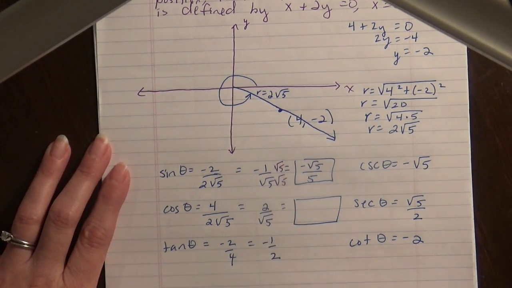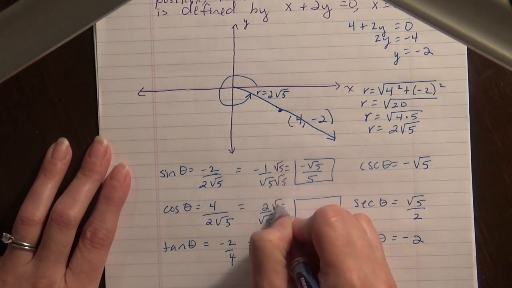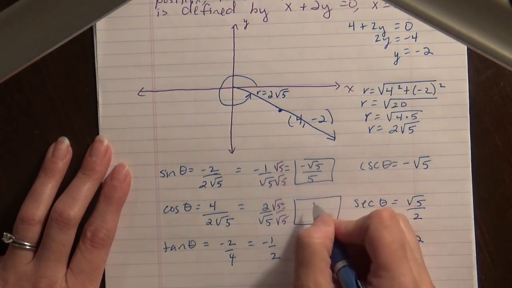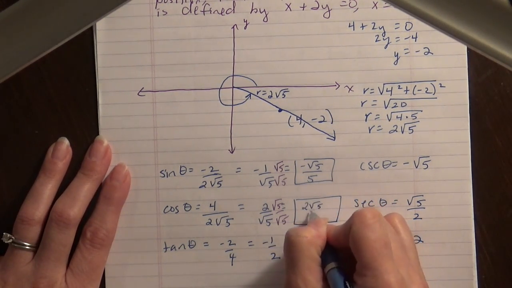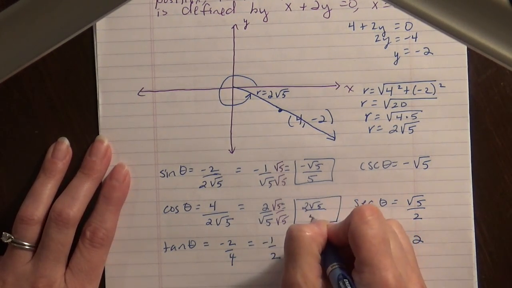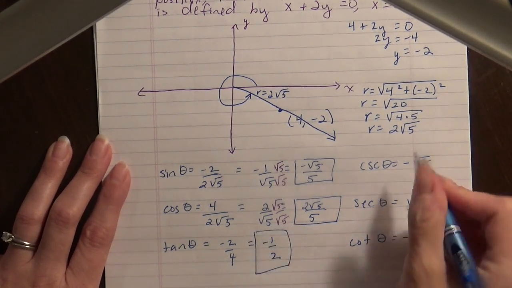And then the second one, the cosine, 2 over square root 5, same thing, multiply by square root 5 over square root 5. This will give me 2 times the square root of 5. And then square root of 5 times square root of 5 gives me 5. So 2 square root 5 over 5 is cosine. And I've got all my other answers.